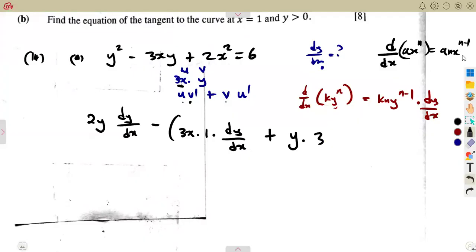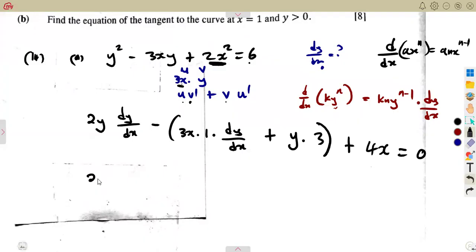There is no dy dx there, so you just differentiate as it is, just the same way with 2x squared. You just differentiate because it is with respect to x. So that will be 4x, which is equal to 6. It's a constant, so if you differentiate a constant, that's a 0 there.